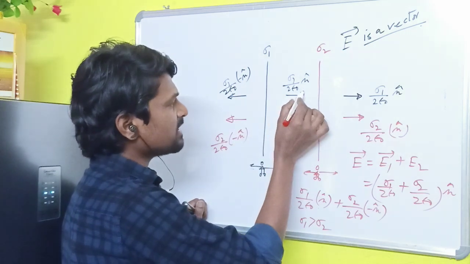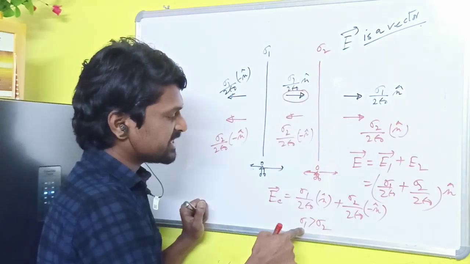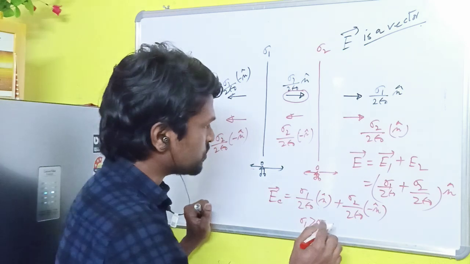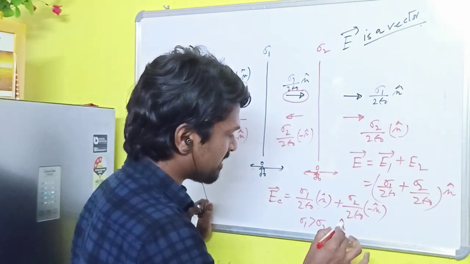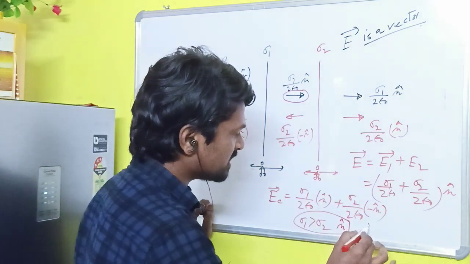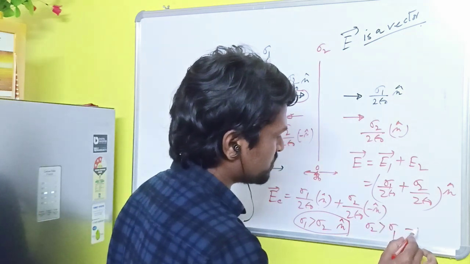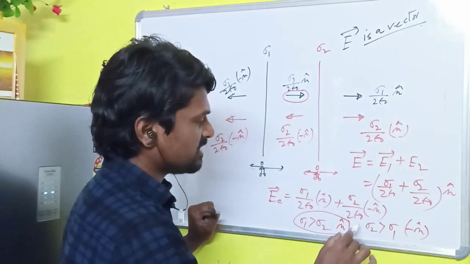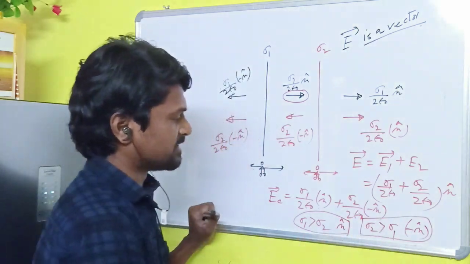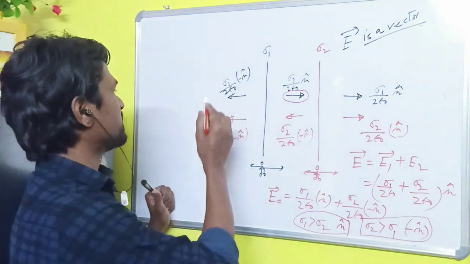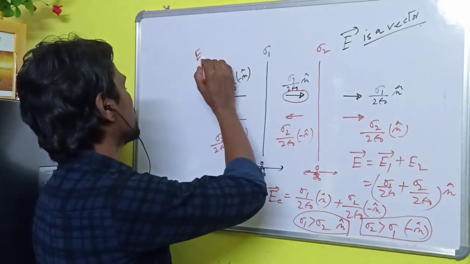So when sigma 1 is greater than sigma 2, then you have to take n cap. And if sigma 2 is greater than sigma 1, then you have to take minus n cap as the final direction of the electric field. And for that one, you can calculate it.